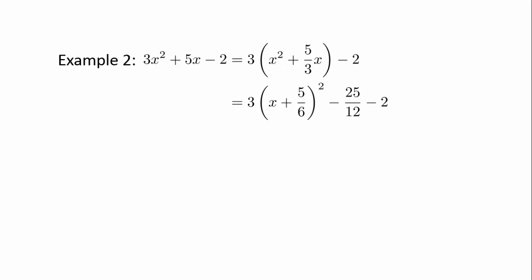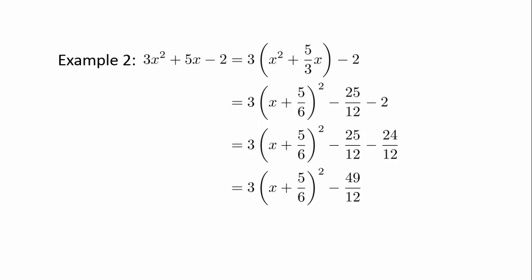So we rewrite that minus 2 as minus 24 over 12. Then all we have to do is combine the numerators together, which is minus 25 minus 24. So the answer is 3 times x plus 5 over 6 squared minus 49 over 12.